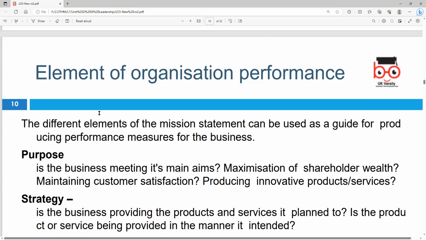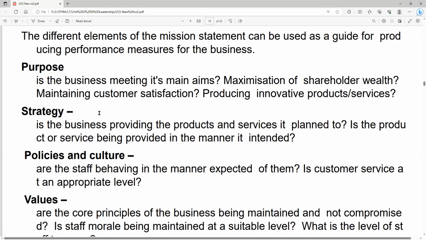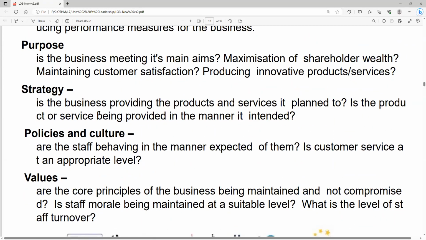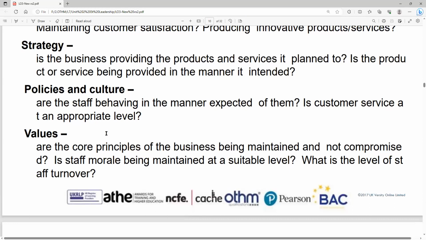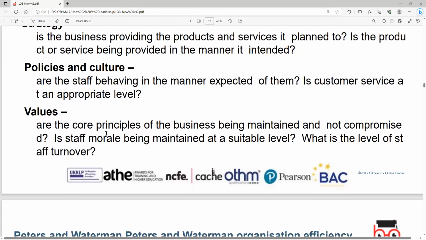We can look at organizational performance in terms of policies and culture. Is customer service at an appropriate level? We can look at the strategy. Is the product being provided in the manner it was intended? We can look at the value in terms of staff, for example staff turnover. Is the morale high, or is the morale low for the people working there? Are the cost principles of the business maintained or not maintained?